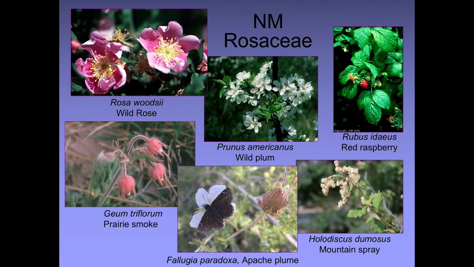And so there's the woods rose, all our wild plums, virtually all your fruit, most of your fruit trees. Red raspberries. Here's a mountain spray. That's a beautiful shrub you see out on hikes. And then this low growing prairie smoke, the geum, where the flowers hang down.